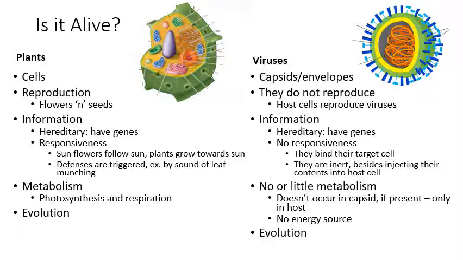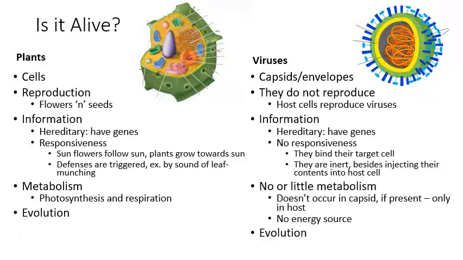Plants do reproduce. Most plants reproduce sexually using flowers, and they also will form seeds. There's some plants that will reproduce asexually, just by making basically an identical copy of themselves. And there's a lot of plants that can do both, but all plants are able to reproduce in one way or another. Viruses, on the other hand, do not reproduce themselves.